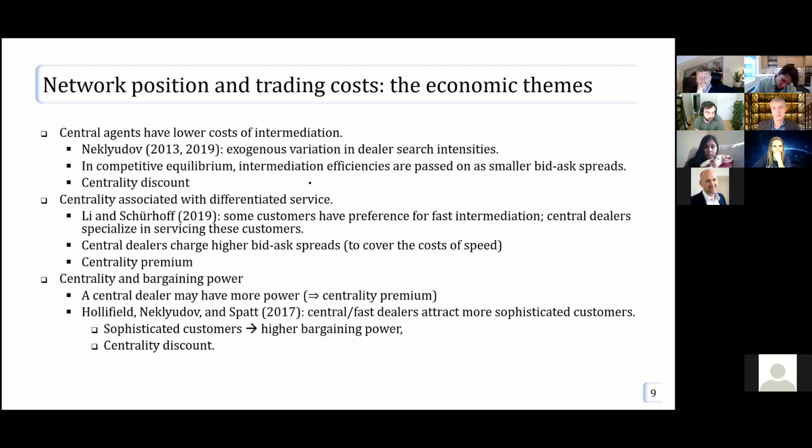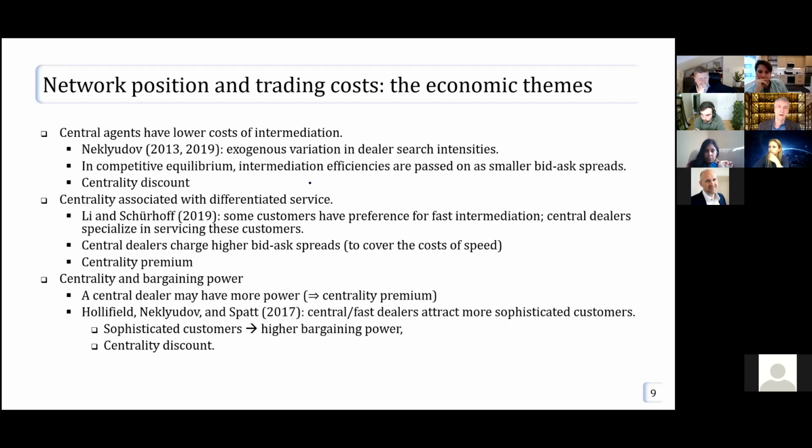And in Nekhlyadov's model, there is exogenous variation in the dealer's search intensities. So this gives rise to lower costs of intermediation. And due to competition, these efficiencies get passed along in the form of lower costs to the customers. Just like in normal IO, most costs of production would get passed on in equilibrium. So in Nekhlyadov's view, centrality should be a centrality discount.